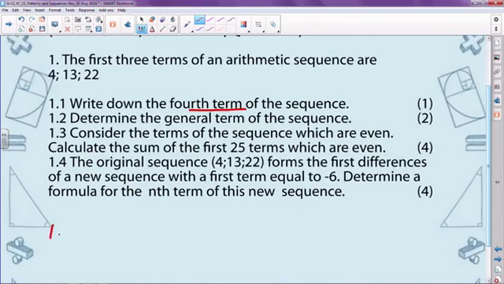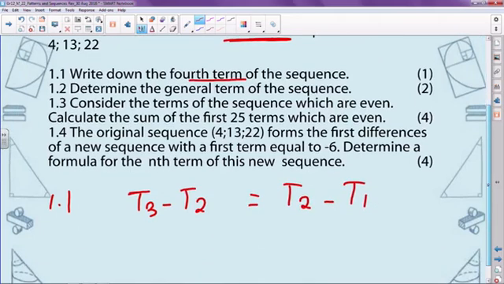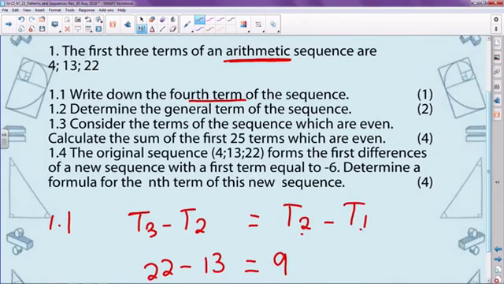Now, in order to do that, you need to work out the constant difference. Remember, they did tell you it's arithmetic, so you already know that your constant difference is given by term 3 minus term 2. That will give you the same answer as term 2 minus term 1. You can always do a quick check for yourself, but chances are if it's in an exam, they're not going to lie to you. So term 3 is 22, term 2 is 13, and 22 minus 13 is 9. If you did T2 minus T1, 13 minus 4, you would also get 9.